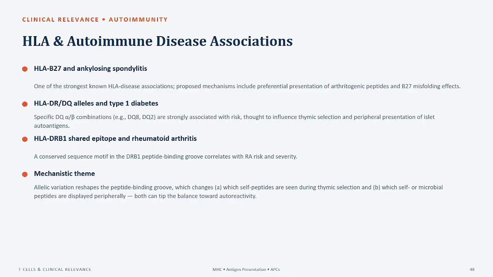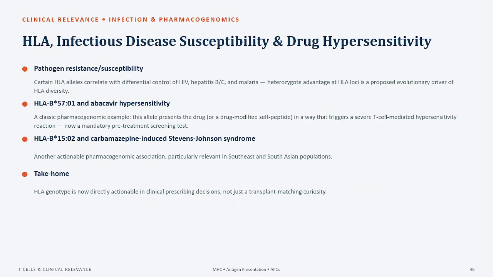And the HLA-DRB1 features a shared sequence motif in the peptide binding groove that links to the rheumatoid arthritis risk and severity. So the allelic variation reshapes the peptide binding groove, which changes which self peptides are seen during the thymic selection, and which self or microbial peptides are displayed peripherally. So both can tip the balance towards the autoreactivity.